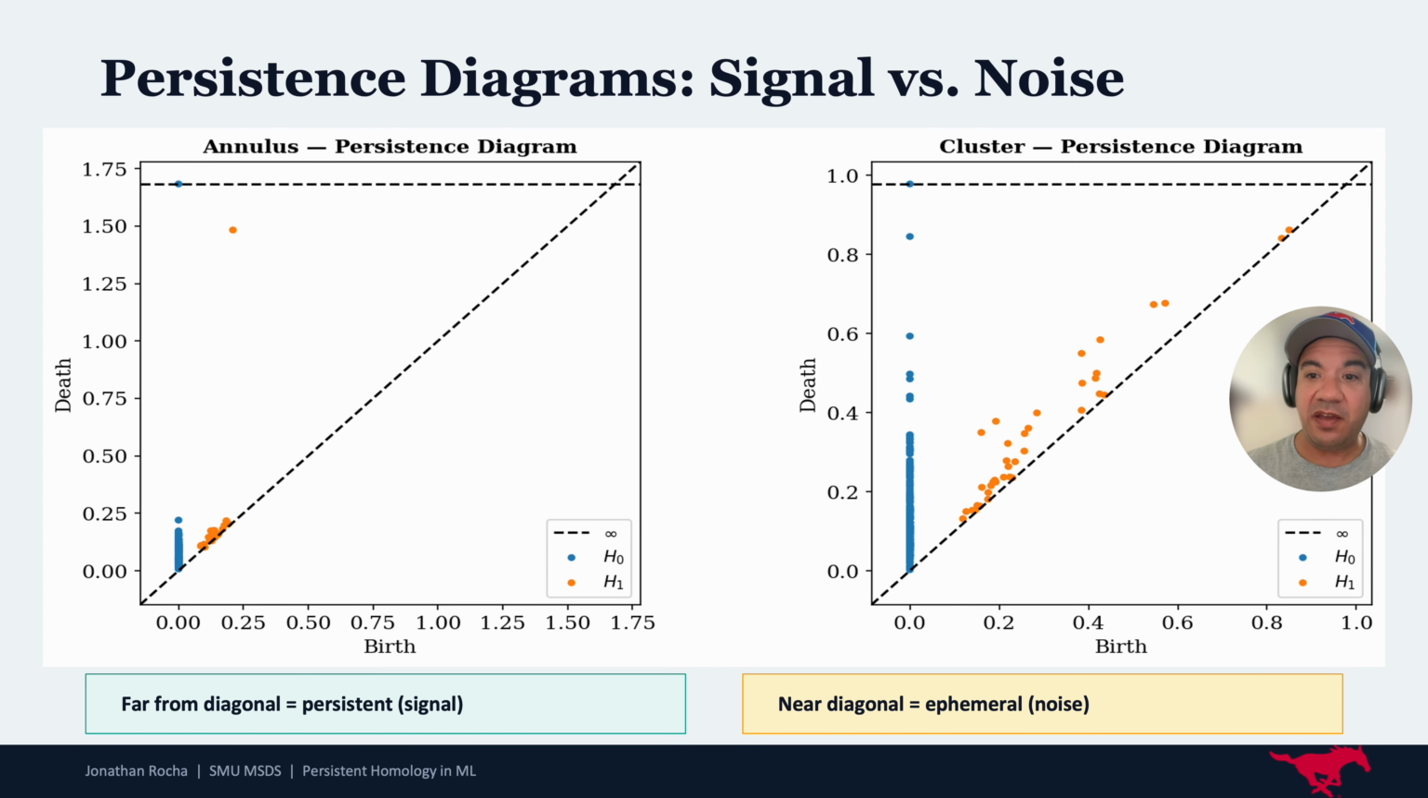The persistence diagram captures this distinction cleanly. The rule of thumb: far from the diagonal means persistent, which means signal. Near the diagonal means ephemeral, which means noise.